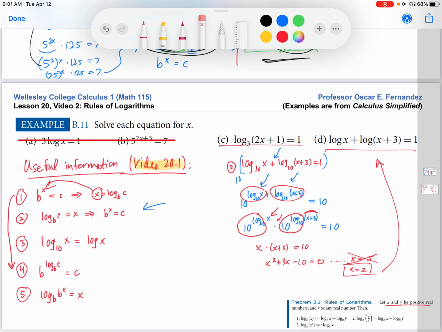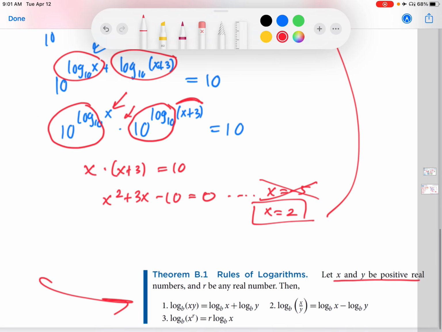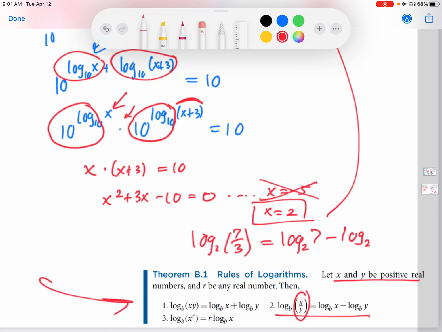And we talked a little bit about the rules of logarithms over on the right-hand side down here. There are some rules we didn't talk about in this video. There is a difference rule. So the logarithm of a quotient, like log base 2 of 7 over 3, turns into the logarithm of a difference, log base 2 of 7 minus log base 2 of 3.